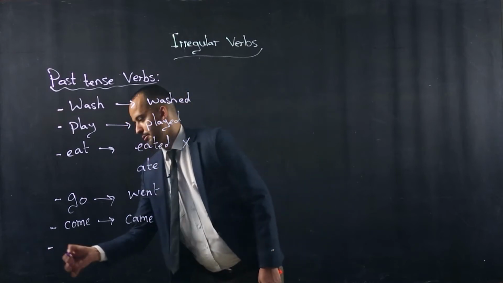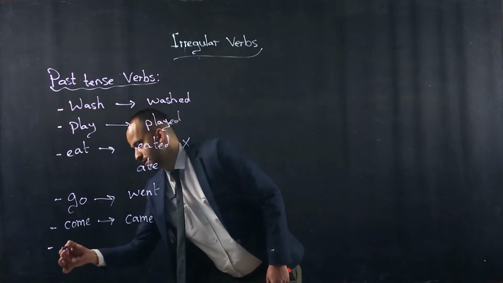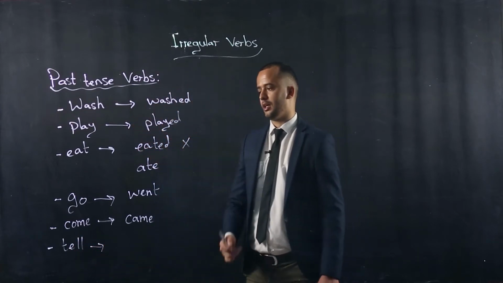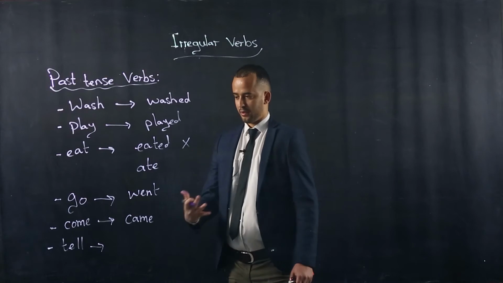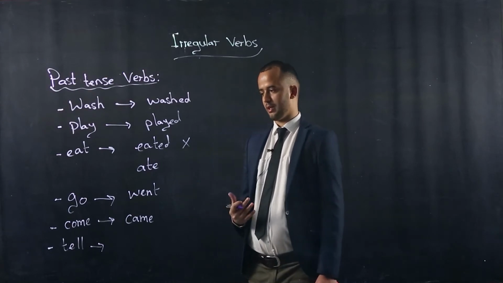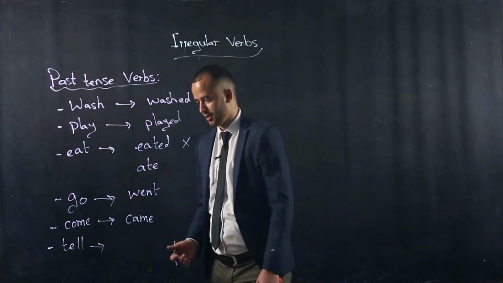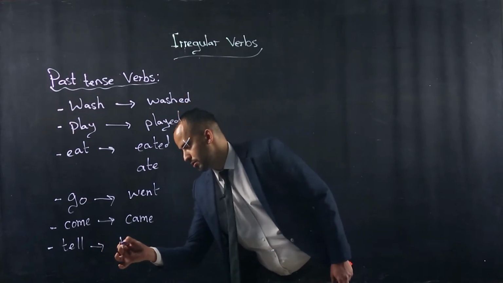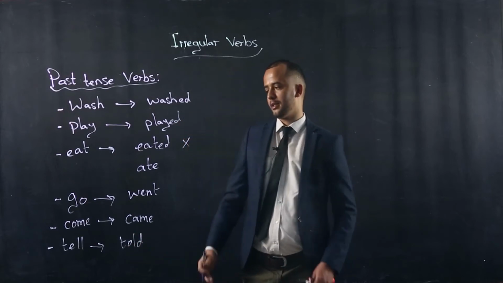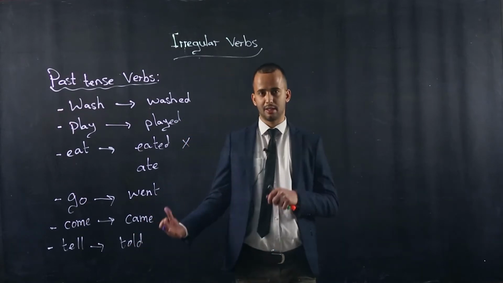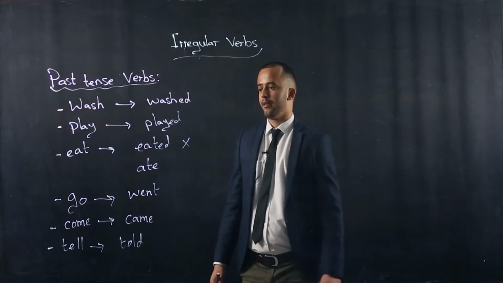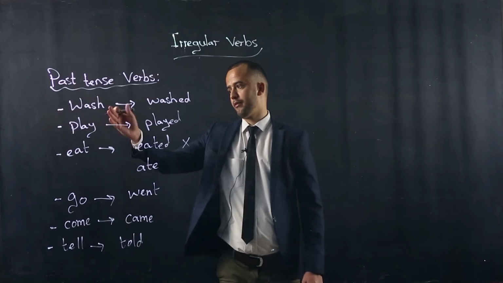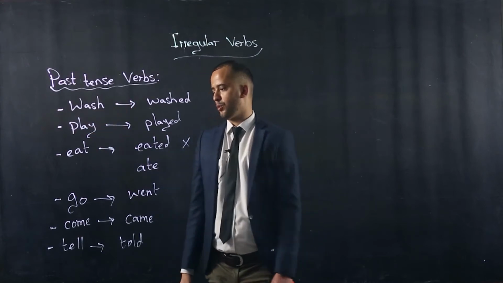Another example is tell. I say that I tell my secrets to my sister, for example, or I tell all my secrets to my sister. So the past of tell will be told. I tell my secrets, or I told. I tell here is present, told is the past. Now these are the past tense forms of the verbs eat, go, come, and tell.